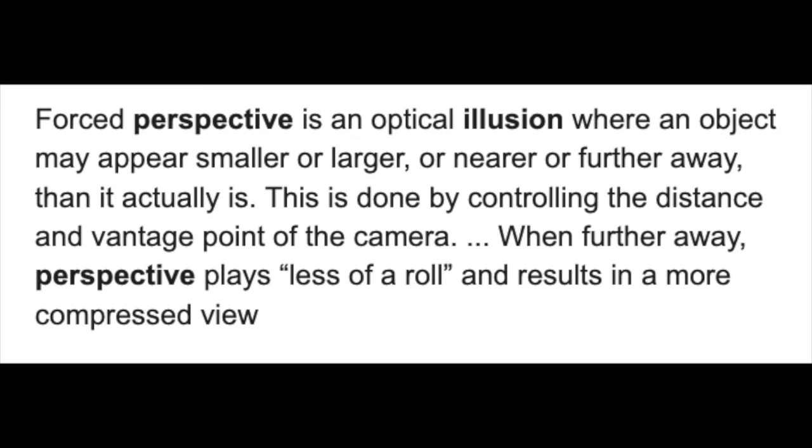Forced perspective is an optical illusion where an object may appear smaller or larger, or nearer or farther away than it actually is. This is done by controlling the distance and vantage point of the camera. When further away, perspective plays less of a role and results in a more compressed view.